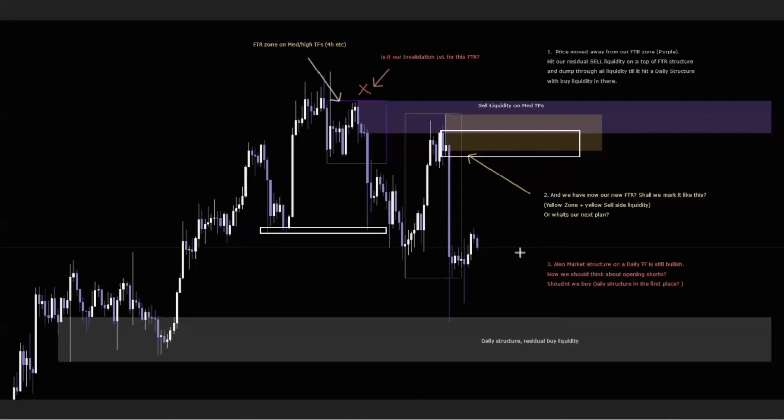Also, market structure on a daily time frame is still bullish. How should we think about opening shorts? Shouldn't we buy daily structure in the first place?